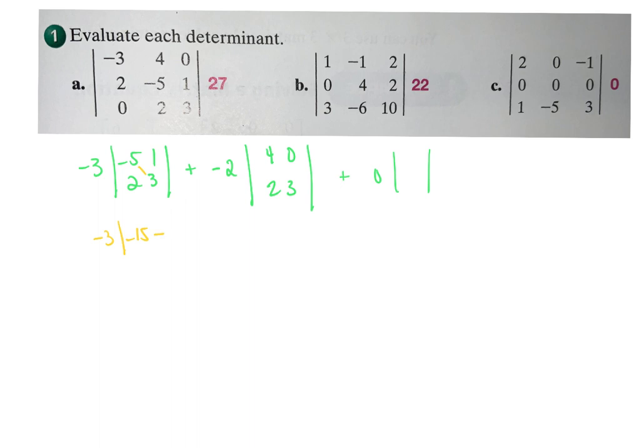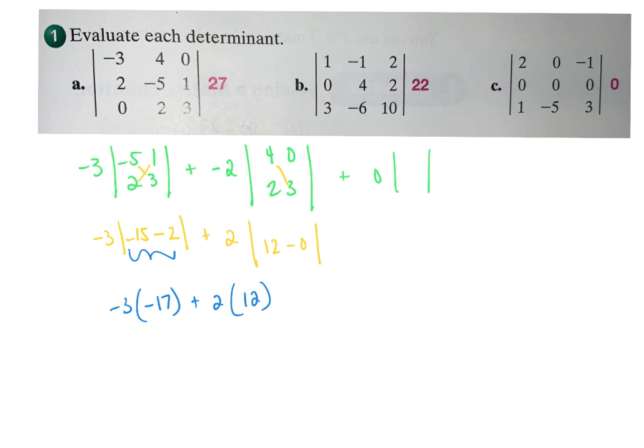-15. Always minus. 2 times 1, 2. Then we have 4 times 3, minus 2 times 0. Right? And then we're going to find -15 minus 2. And then, of course, 12 minus 0. All right?